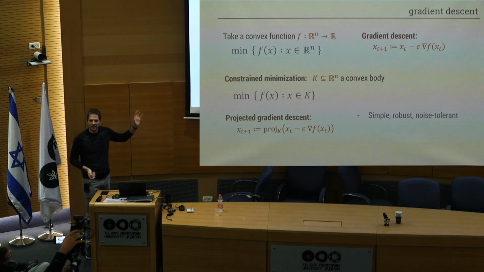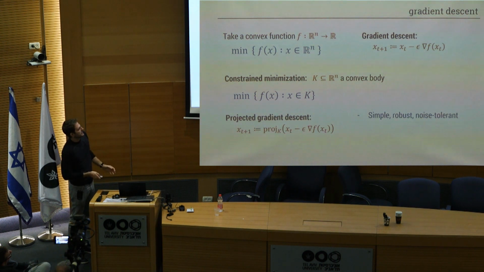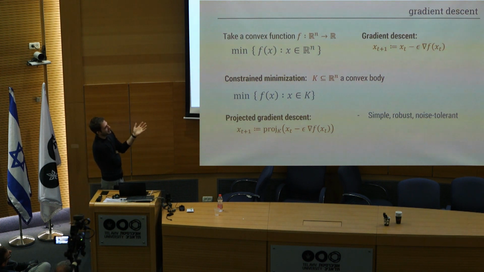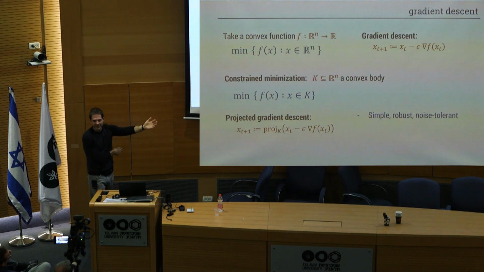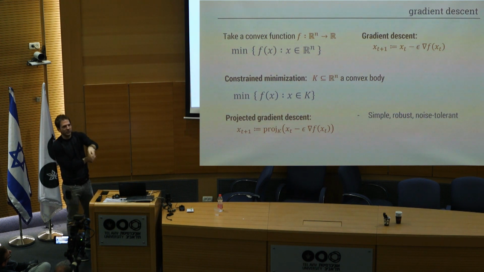What are the benefits of this algorithm? This is the simplest algorithm that exists in some sense. It's, I guess, all of physics happening around us right now. Some form of gradient descent, but it's very simple. It's robust. It's noise tolerant. If you have noisy gradients, if you can't evaluate the gradient exactly, or if I come along and perturb the position of your algorithm, it still converges.